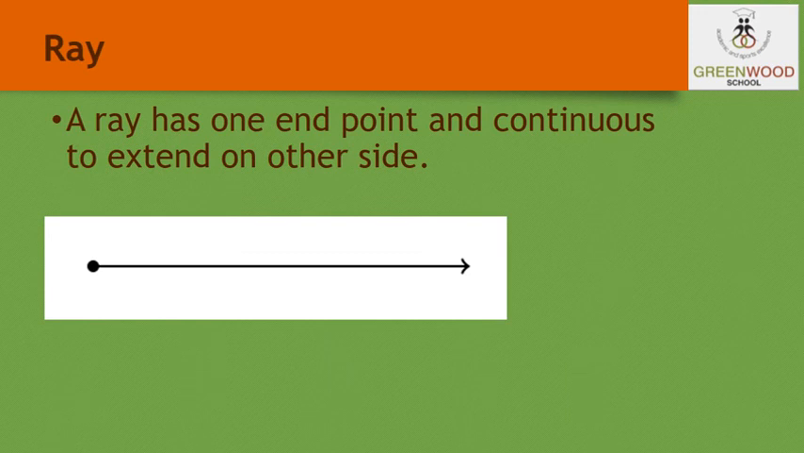Now let us learn about ray. A ray has one endpoint and it continuously extends on the other side. That means a ray has one endpoint on one side and on the other side it can extend up to infinity. It does not have any endpoint on the other side. It will extend up to infinite length.